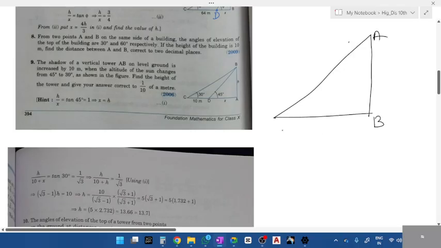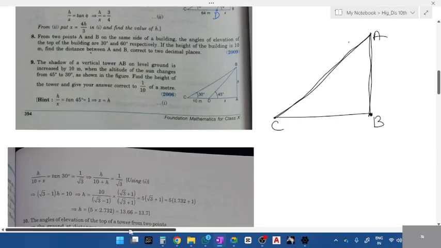I'll name it as ABC. So which one is the height of the building, students? AB, the building will be straight, right? AB is the height of the building. The angle of elevation at the top of the building are 30 and 60 degree. Total how many degrees do we have? Two values. Then this triangle will be split into how many parts? Two parts.